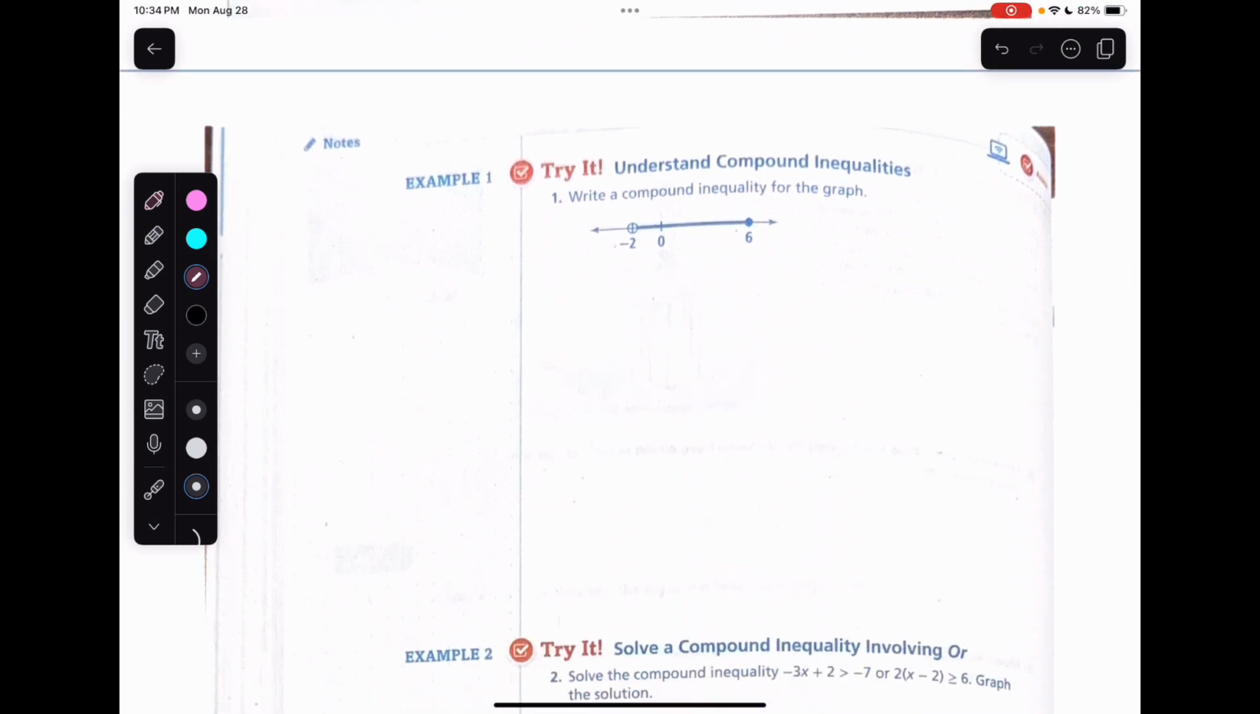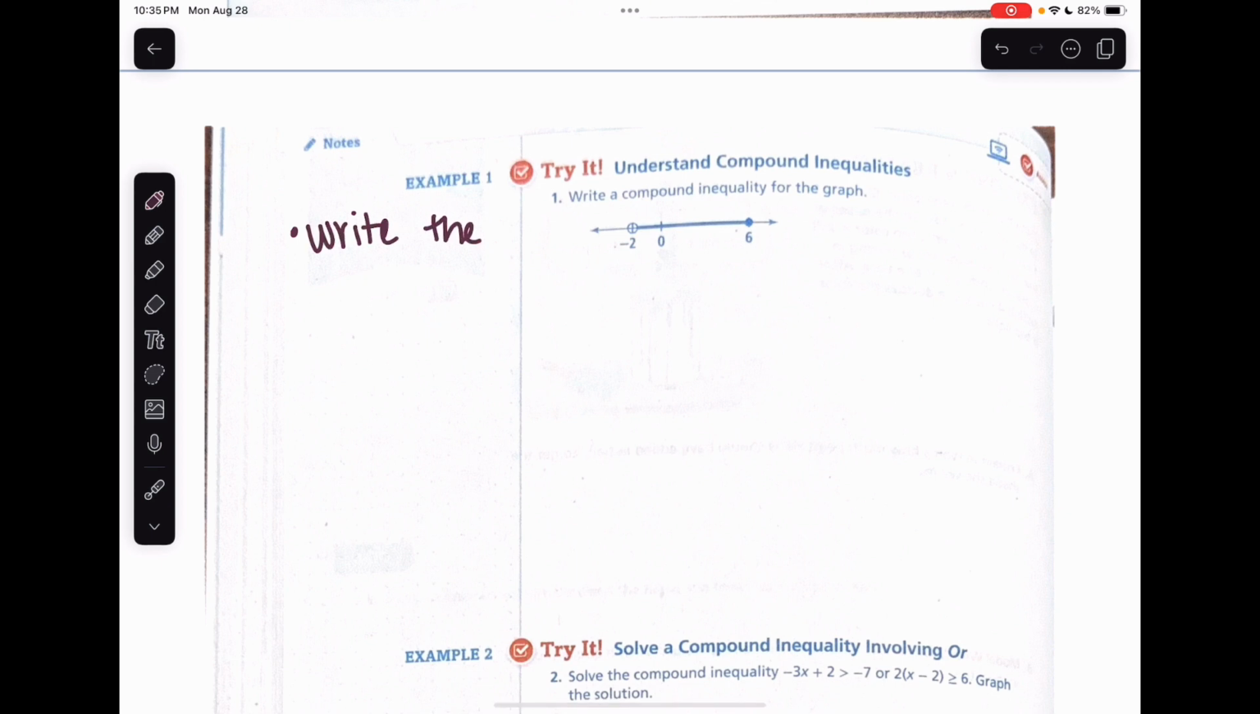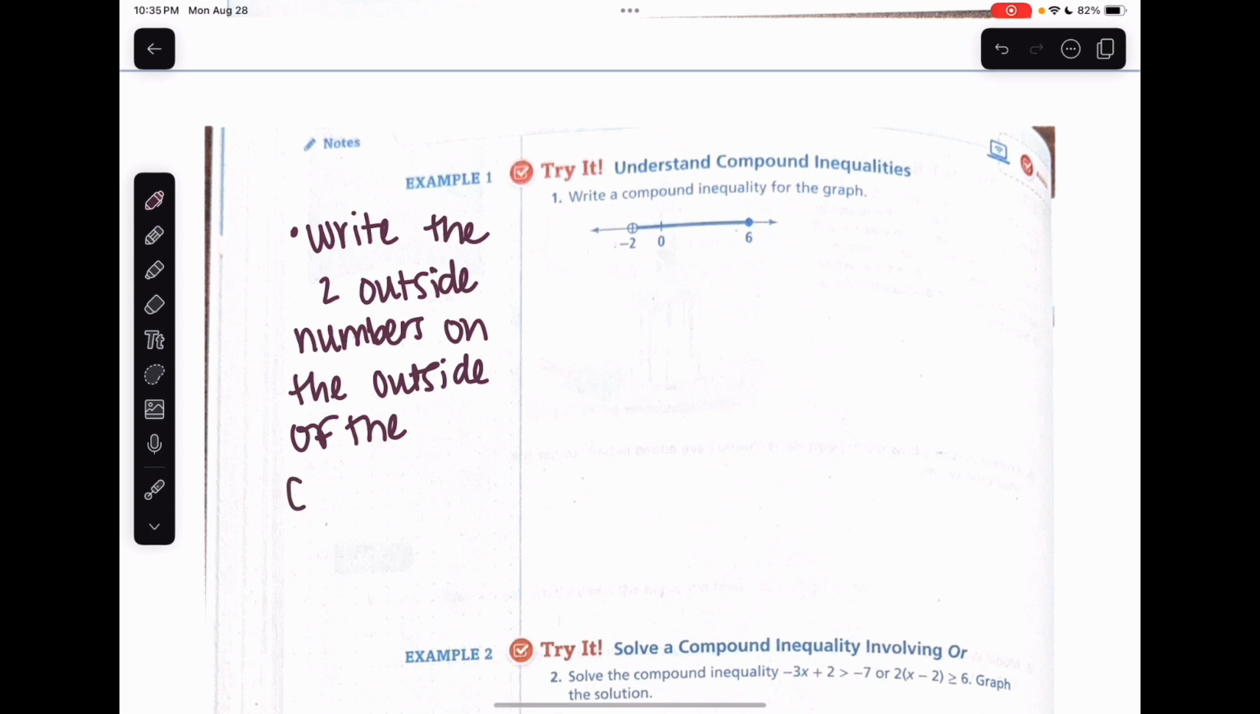The first one says to write a compound inequality for the graph. All right, so for this graph, what I like about these is it makes it super easy for me to write these out because I know I'm looking at the outside numbers. So put this on your paper for notes: write the two outside numbers on the outside of the compound inequality.